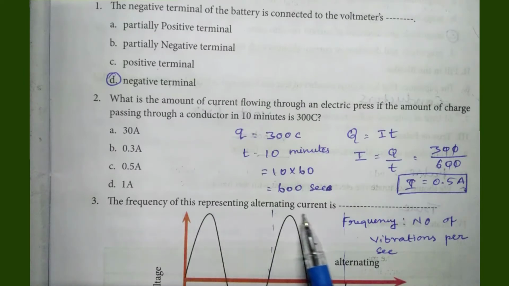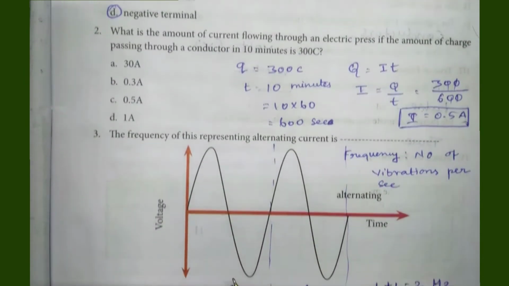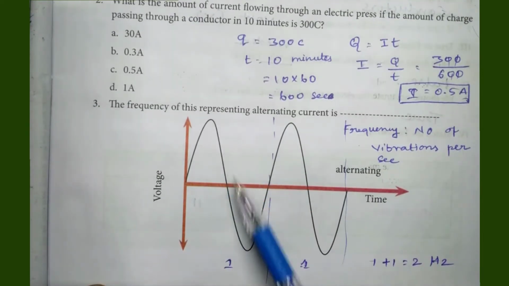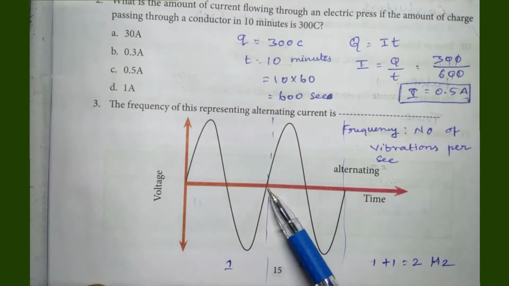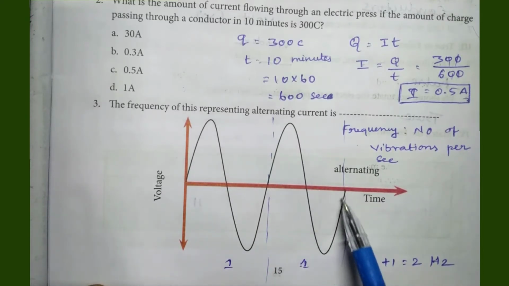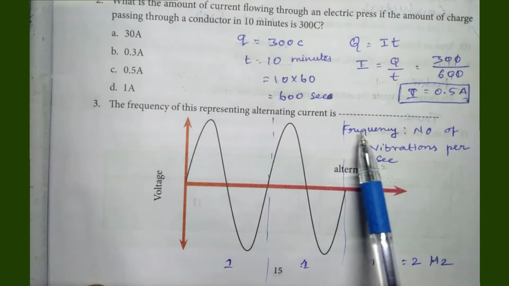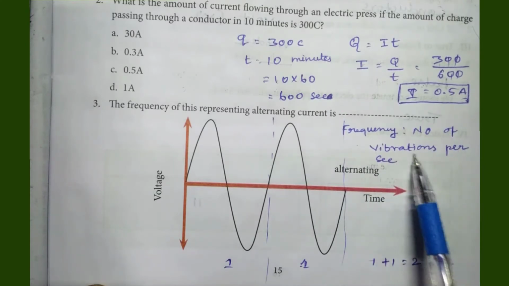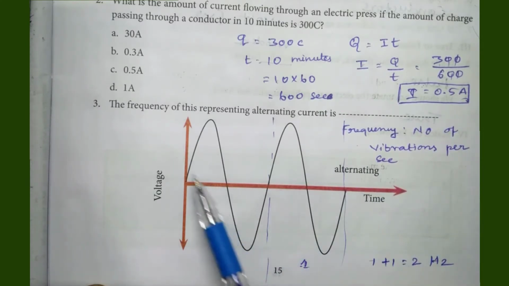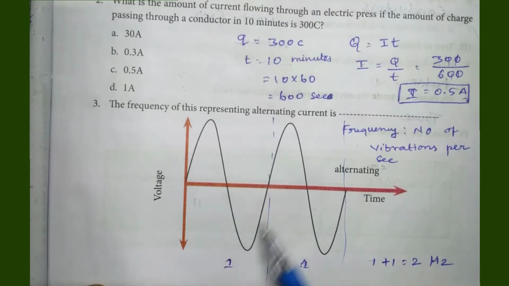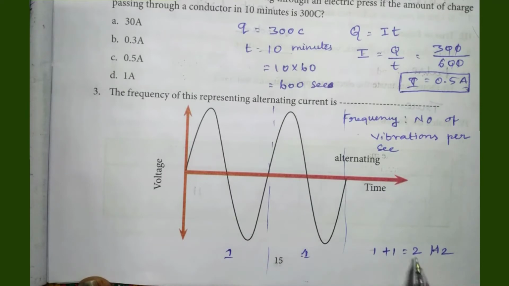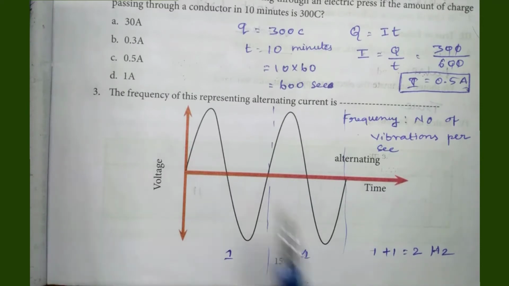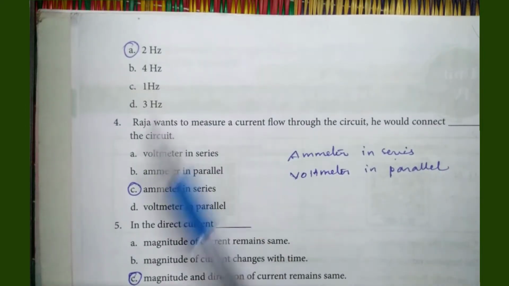The frequency of this representing alternating current is. Look at the picture now. To complete one vibration, you have to have this curve. To complete the second vibration, you have to have this curve. Definition for frequency is number of vibrations per second. How many vibrations are there? 1, 2. There are 2 vibrations. So it is 2 hertz. Choose the answer as 2 hertz.